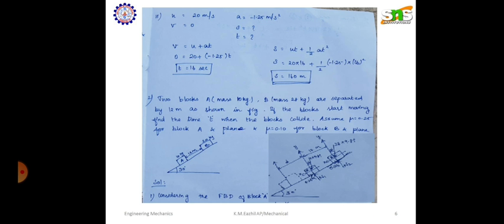Next question. Two blocks, A with mass 10 kg and B with mass 28 kg, are separated by 12 meter as shown in the figure. If the blocks start moving, find the time t when the blocks collide. Assume the coefficient of friction mu as 0.25 for block A and the coefficient of friction for block B as 0.10.